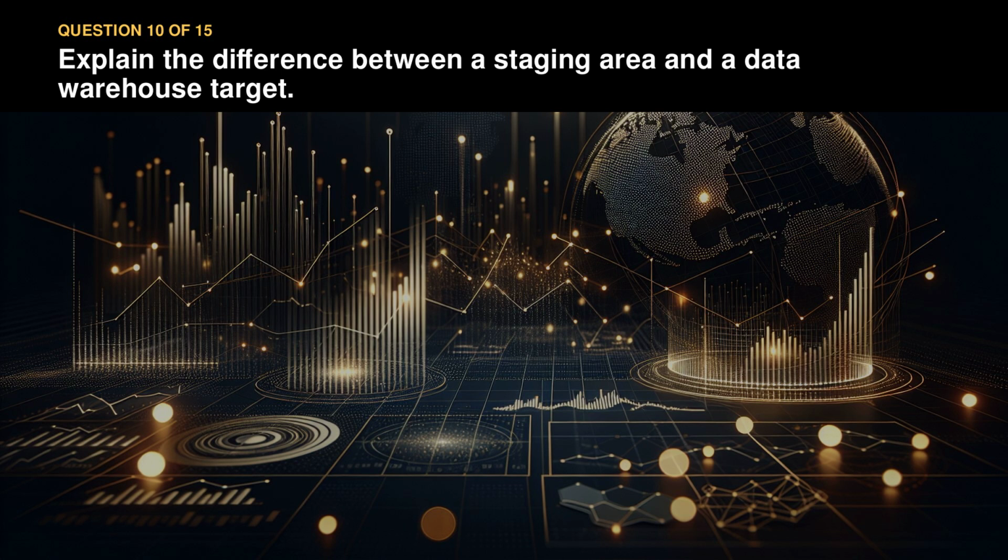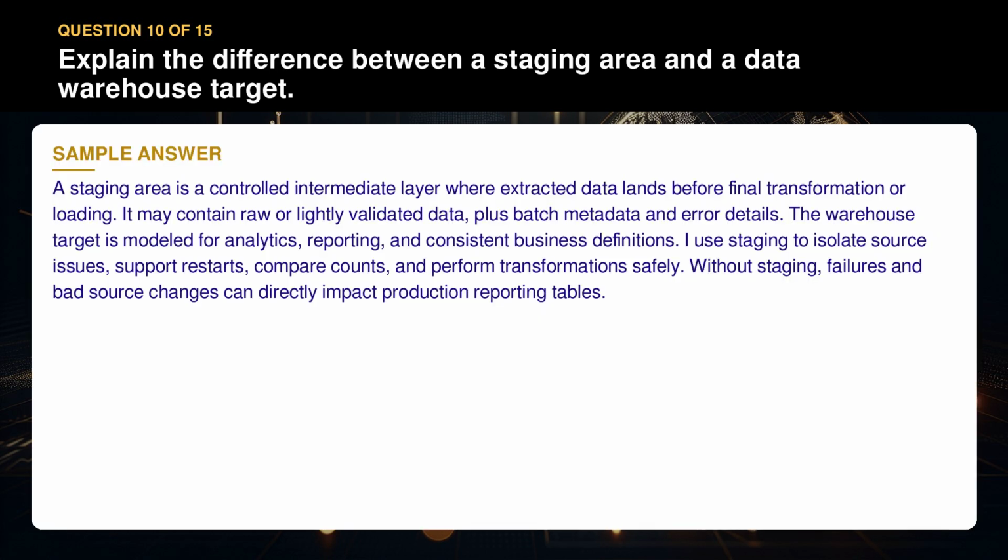Question 10. Explain the difference between a staging area and a data warehouse target. A staging area is a controlled intermediate layer where extracted data lands before final transformation or loading. It may contain raw or lightly validated data, plus batch metadata and error details. The warehouse target is modeled for analytics, reporting, and consistent business definitions. I use staging to isolate source issues, support restarts, compare counts, and perform transformations safely.